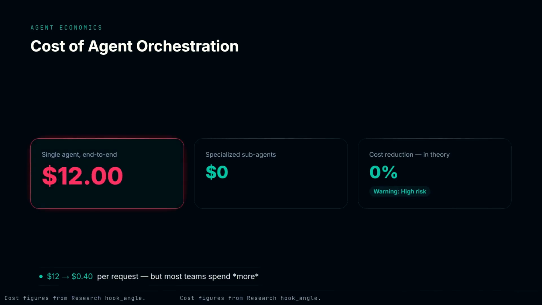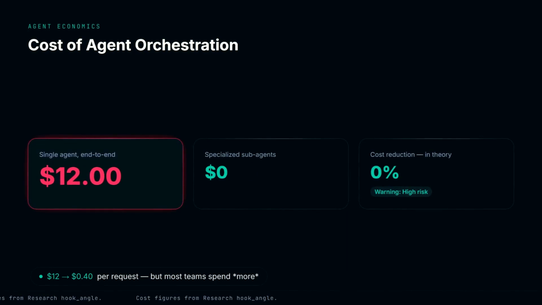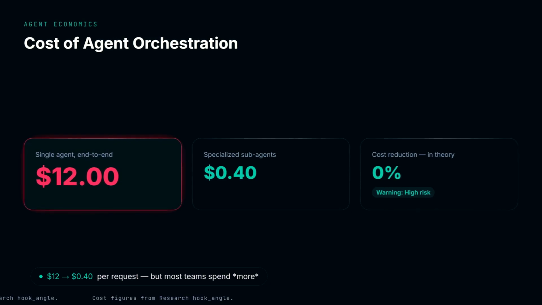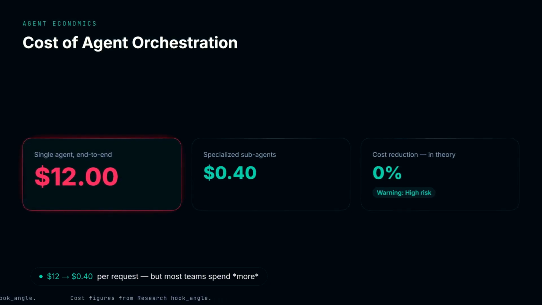One large agent handling a request end-to-end costs around $12. Break that same request across specialized sub-agents, and it drops to 40 cents. That gap is real, and it's exactly why teams are building agents that spawn other agents. But most who try it end up spending more than they started with.